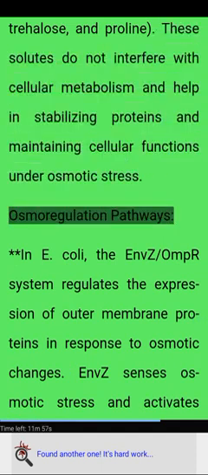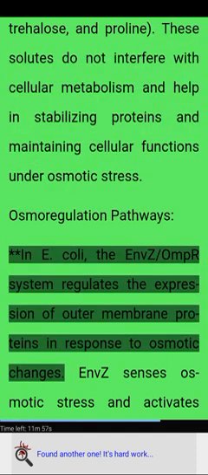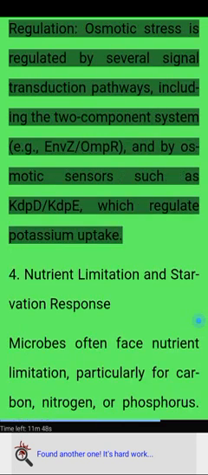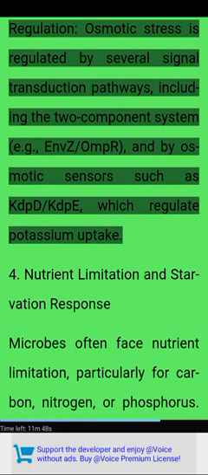osmotic stress. Osmoregulation pathways. In E. coli, the EnvZ-OmpR system regulates the expression of outer membrane proteins in response to osmotic changes. EnvZ senses osmotic stress and activates OmpR, which regulates the transcription of the OmpC and OmpF genes involved in outer membrane porin synthesis. Regulation. Osmotic stress is regulated by several signal transduction pathways, including the two-component system, e.g., EnvZ-OmpR, and by osmotic sensors such as KdpD, KdpE, which regulate potassium uptake.